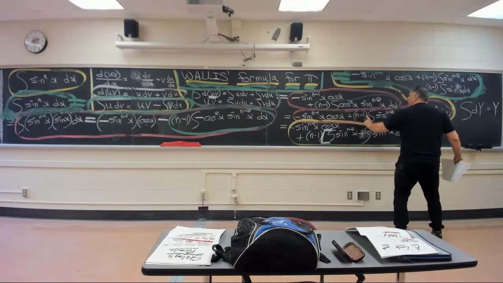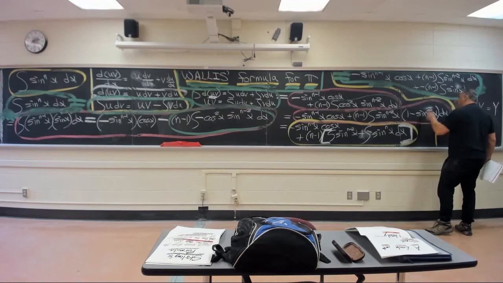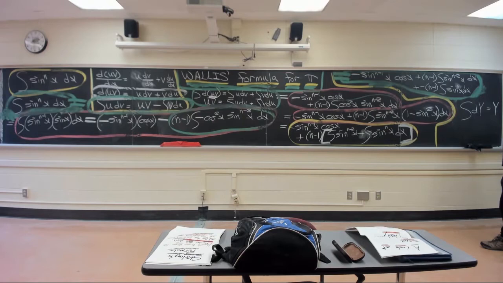Got a question to ask you. Let me put the sine to the n minus 2 of x right here. This guy, do you mind if I write cosine squared x as 1 minus sine squared x? Wow, everybody's in terms of sine now. We pulled it off. We get down to here.